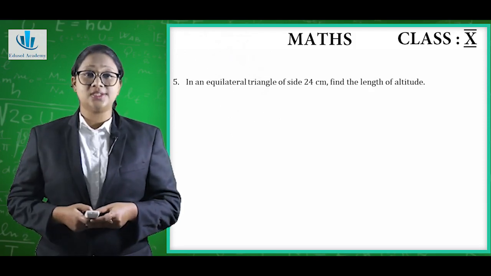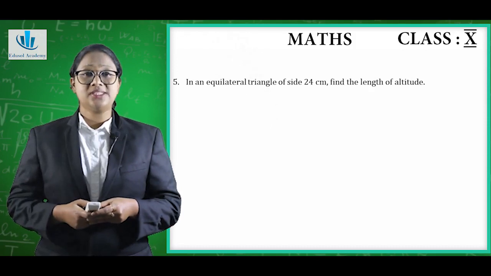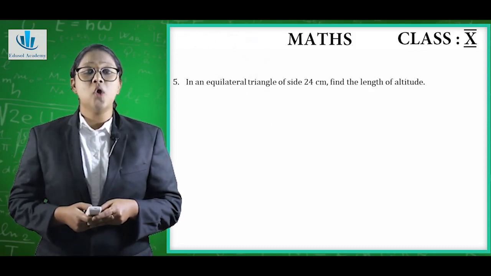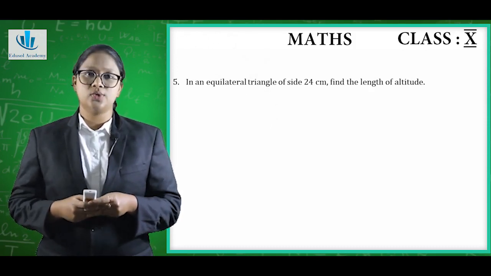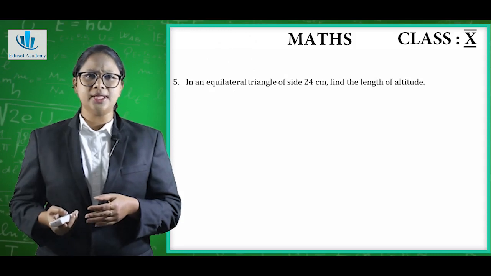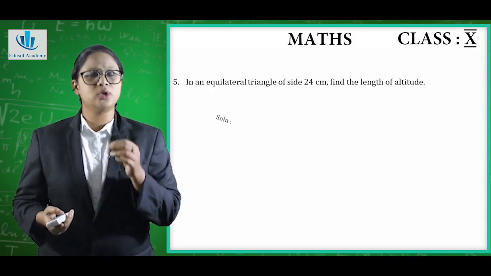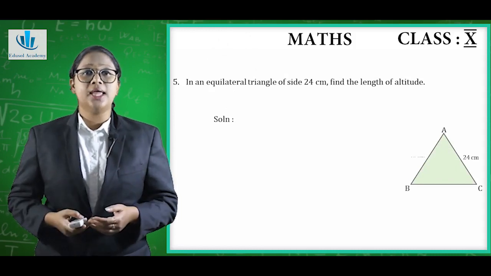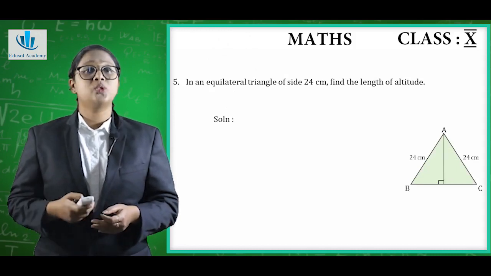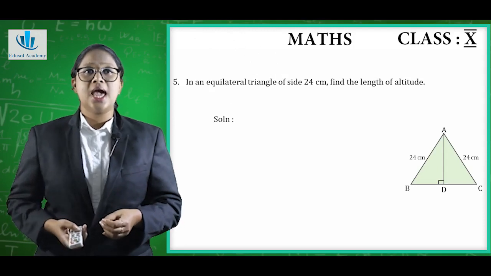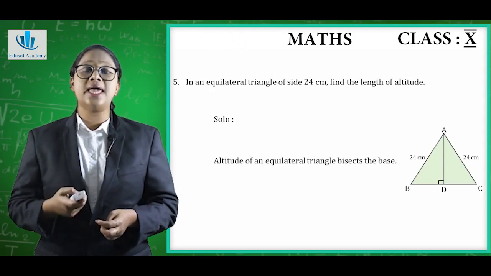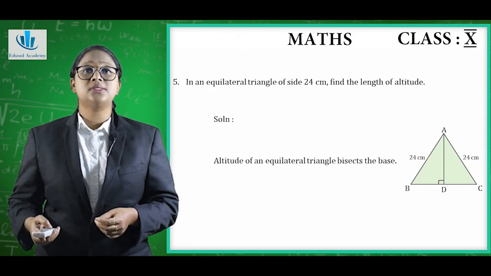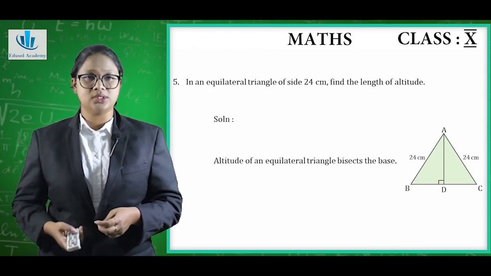Question: in an equilateral triangle of side 24 centimeter, find length of the altitude. Question is simple, right? The answer is also simple. The solution is simple. So we have an equilateral triangle ABC with sides 24 centimeter each, and we are supposed to find the length of altitude. So let AD be the altitude.